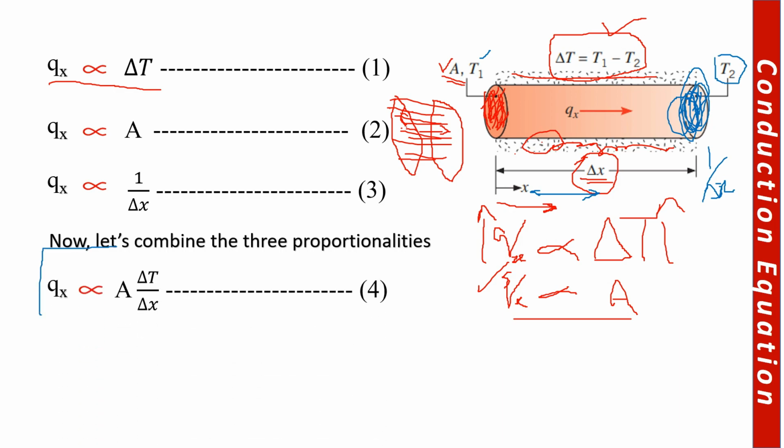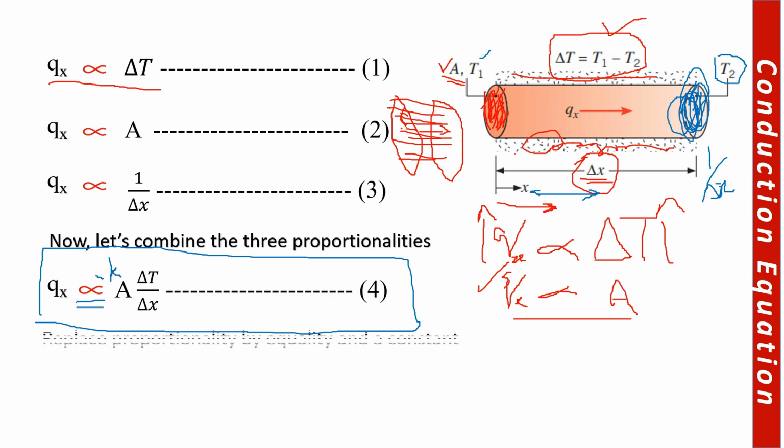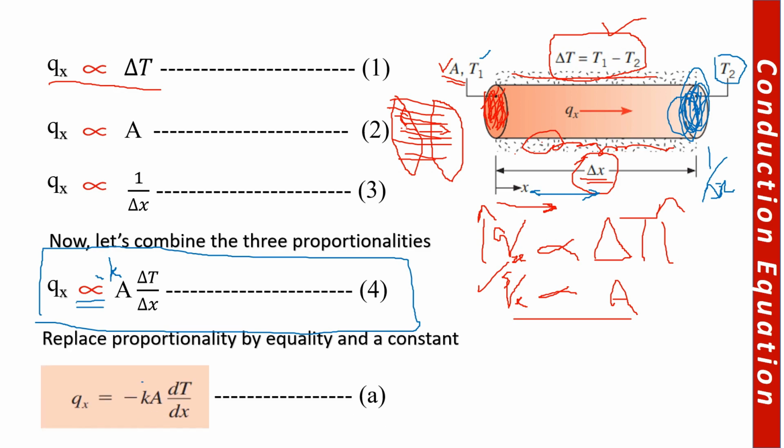Q of x is proportional to A into dT by dx. Now we have to replace this proportionality sign with an equality, so we have to introduce a constant of proportionality, which is K, and this K is basically the thermal conductivity, while this negative sign indicates that this temperature gradient has a negative slope, a decreasing slope.